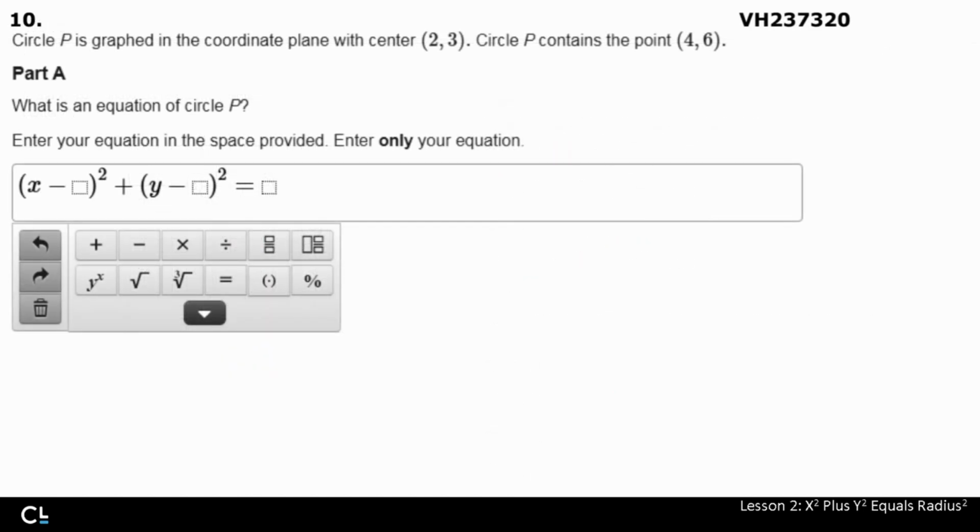So let's look at this one though. It says the circle P is graphed in the coordinate plane with the center 2, 3, and P contains the point 4, 6. What is the equation of circle P? So we could already do our center because it says (h, k) here. So we could plug these into these spaces here.